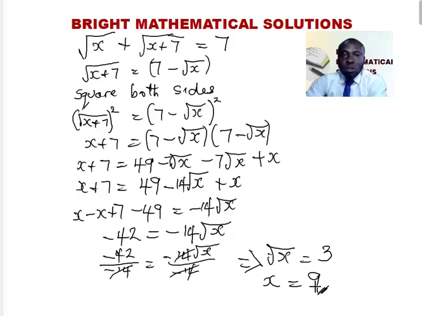So let us substitute and see whether our answer is correct. If we put 9 in this expression, square root of 9 is 3. Plus, if we put 9 here, that is 9 plus 7, and that gives us 16. Square root of 16 is 4. So 3 plus 4, that gives us 7.